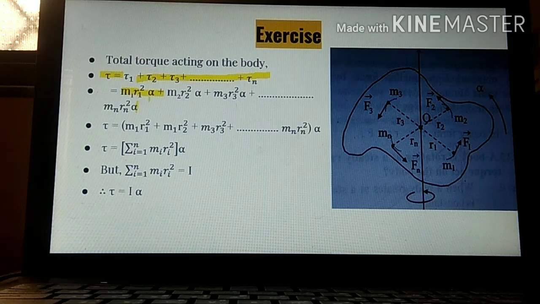Over here you will see that alpha is common in all terms. So we can take alpha outside: M1 R1 square plus M2 R2 square plus up to Mn Rn square. This whole can be written as the moment of inertia. So the summation over i from 1 to n of mi ri square, times alpha. This whole summation can be written as I. So ultimately we get tau is equal to I into alpha.